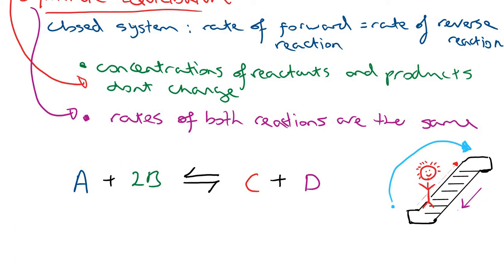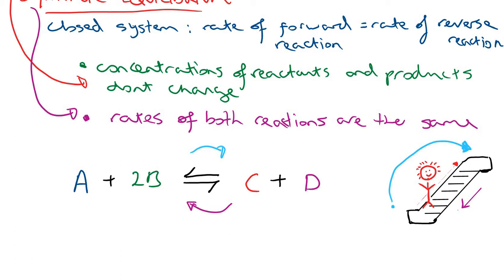So to get from the bottom to the top, if the travelator is going down, you just need to be going quicker. So if this was happening in my reaction here, A and B would be reacting to form C and D at a faster rate. So that would be the blue line there. At a faster rate than C and D were reacting to form A and B.